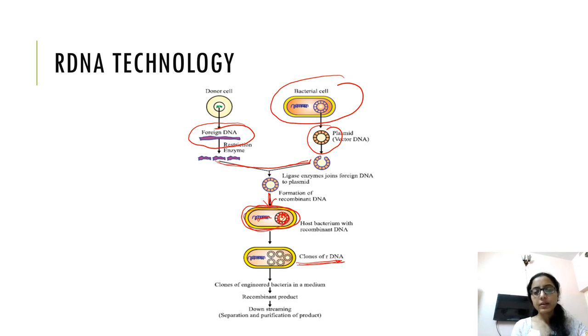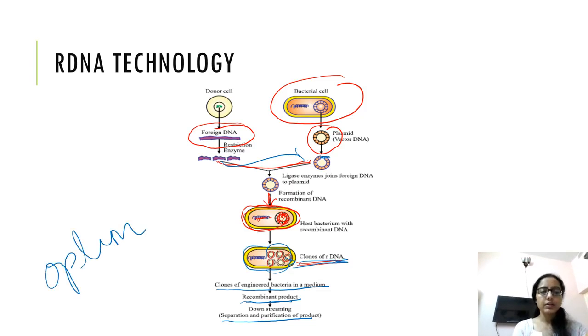Now when we maintain it, many plasmids are produced which are having the cloned DNA, right? See this DNA piece, when it is entered here, it is the clone DNA. When it is multiplied in number, these are the clones of recombinant DNA, right? So these are clones of engineered DNA. Then this is the final product obtained by maintaining the optimum conditions.